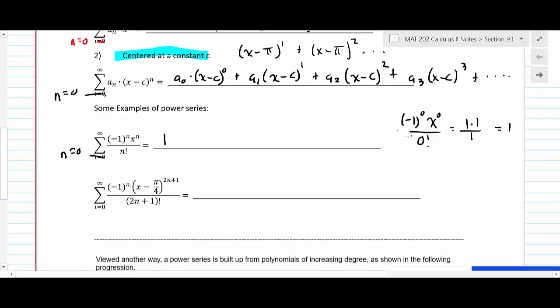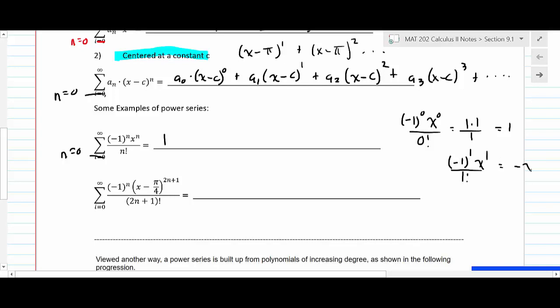Okay, and let's crunch out the next one. Usually after you get about 2 terms in the series, you begin to see the pattern. So let's go to negative 1 to the first, x to the first over 1 factorial. So now, what kind of number are you going to have, negative or positive?